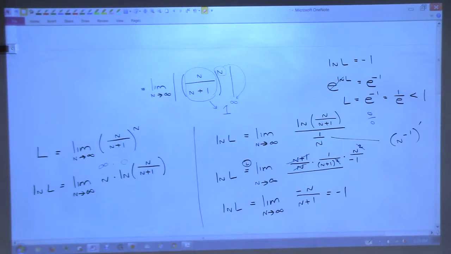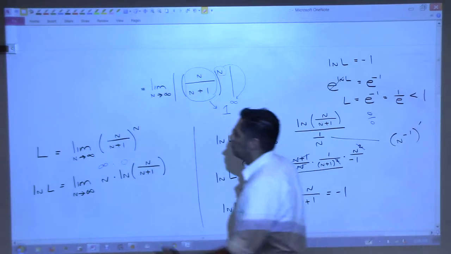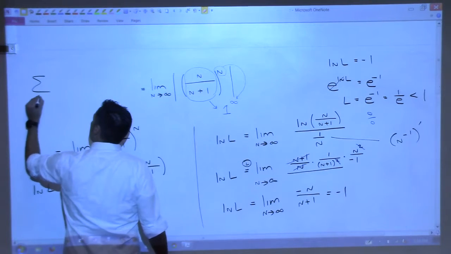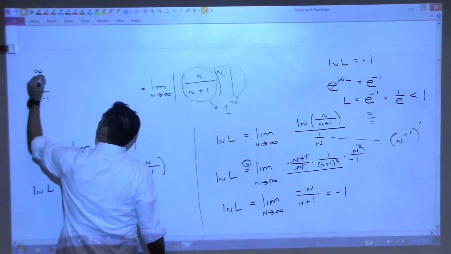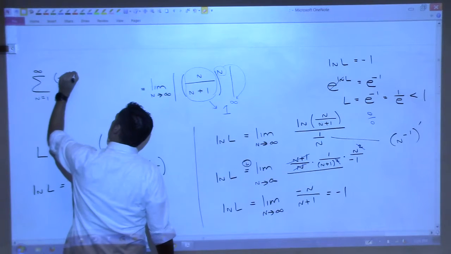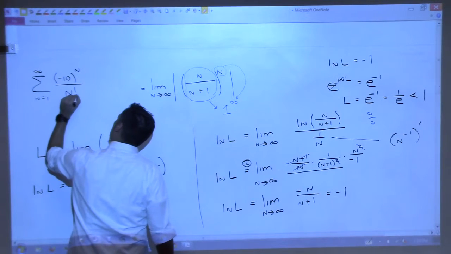All right, let's do a different one. How about this one? I don't think I've sold you on this, have I? This ratio test. Okay, how about this one? Sum n equals 1 to infinity, negative 10 to the n over n factorial.